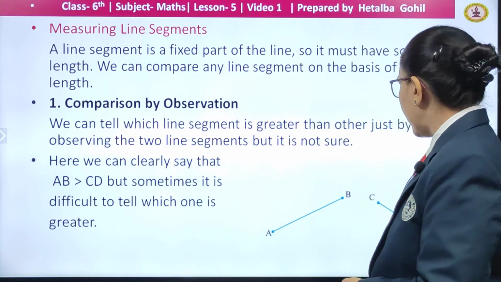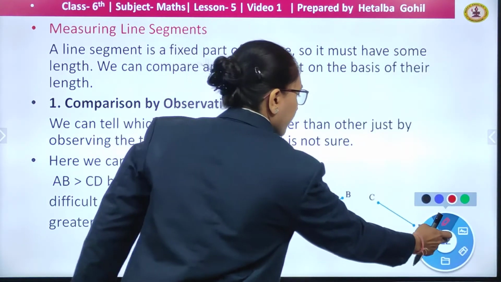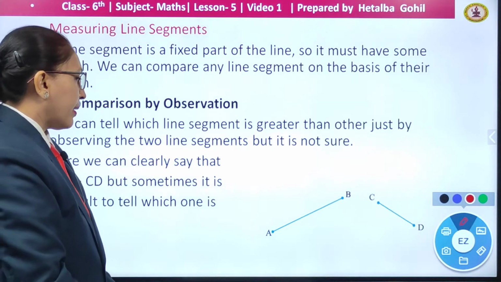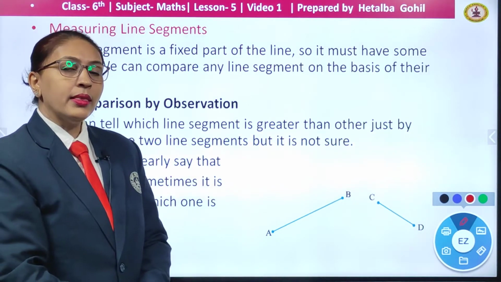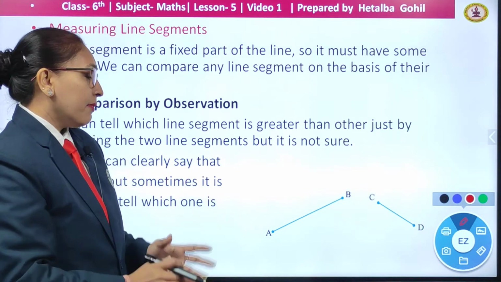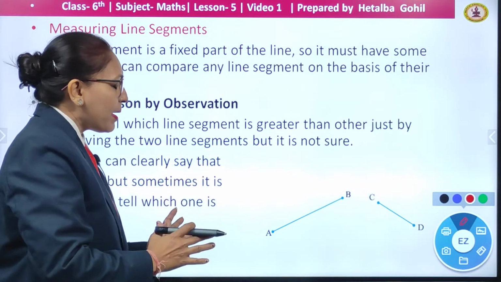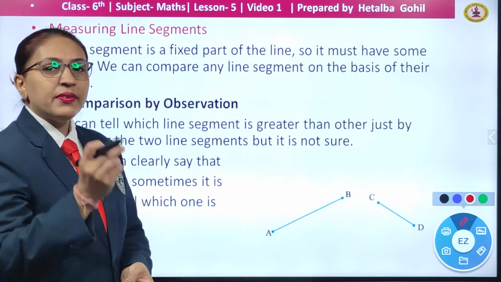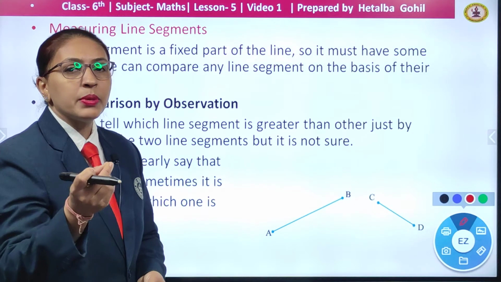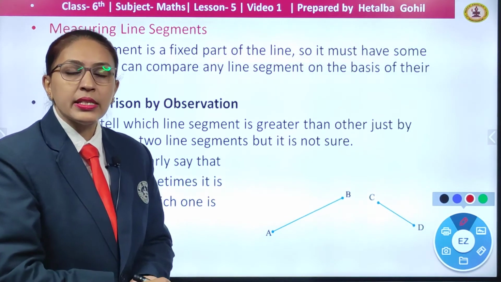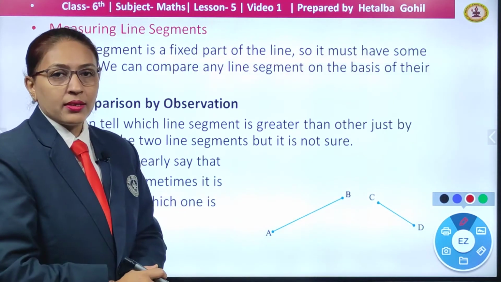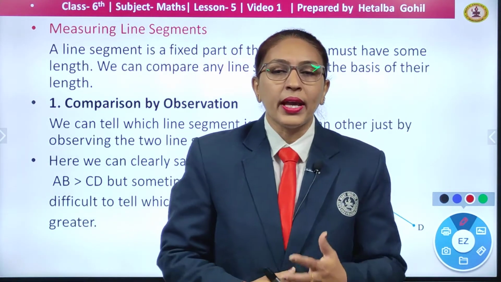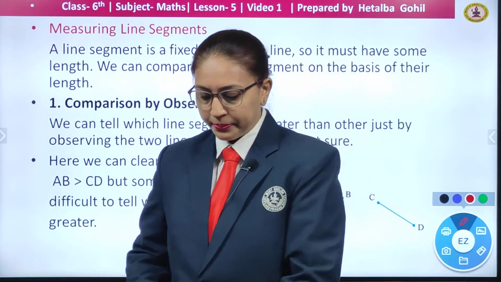Here you can see clearly, children, the two line segments AB and CD given to you. Here one thing is very clear, that AB is greater than CD. Very clearly you can observe, but if there is only a very minute difference between the two, you cannot judge by observing. So many times what I would like to tell you is that by observation you may not always be accurate.